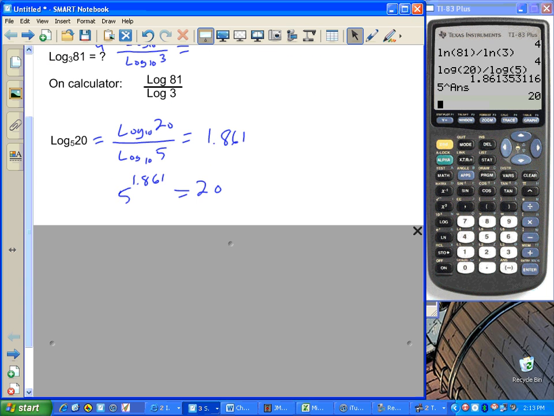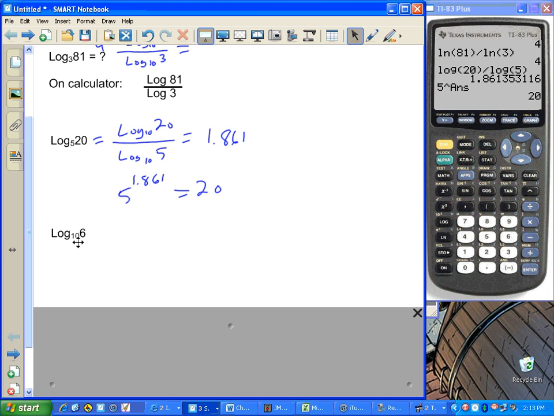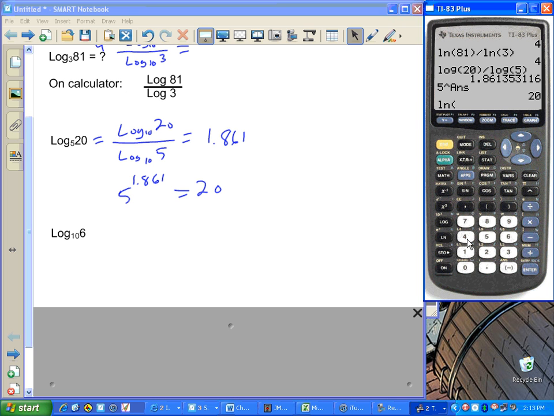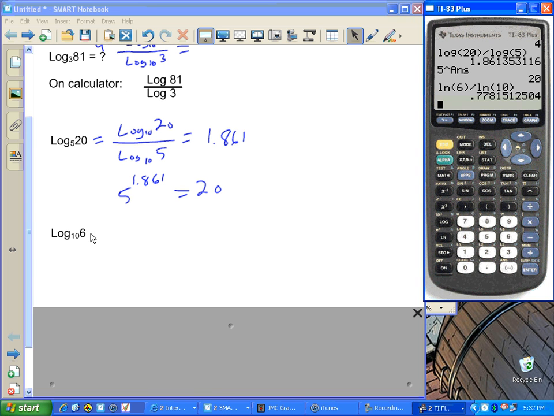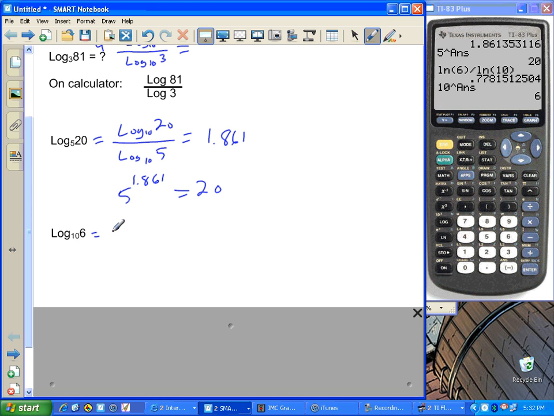Okay, we can do other ones. Log base 10 of 6. Maybe I'll use ln this time. ln of 6 divided by ln of 10. And you get that. So what this means is that if I took 10 to this power, I should get 6. I can check that on my calculator. 10 to that power gives me 6.